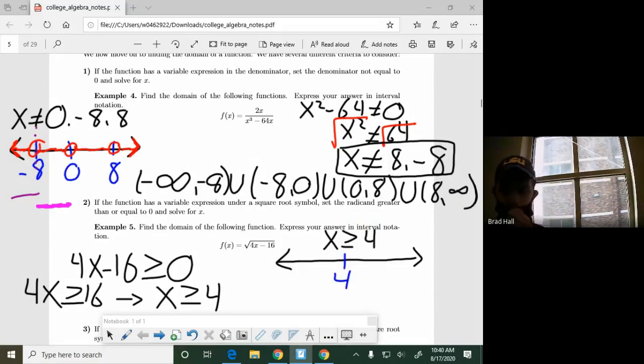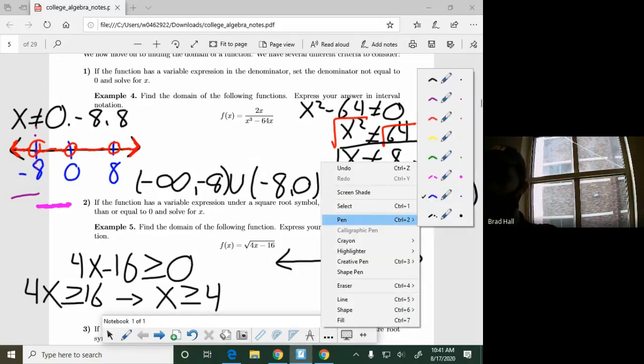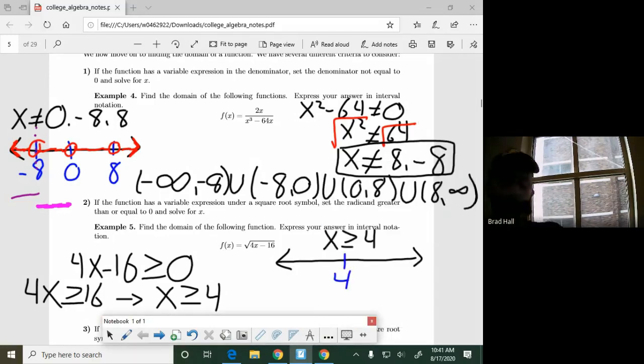I don't see any other numbers, so I just put a 4. And then what we did last time, and what I'm going to do here as well, is ask whether 4 is included or excluded. Looks like 4 is included. There's that little equal to part. So I'm going to put a filled-in circle here instead of an open circle.